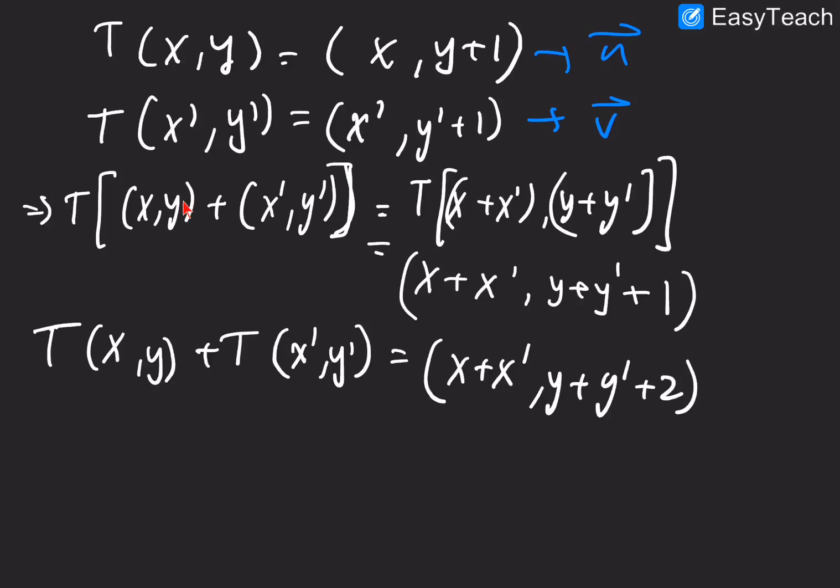So as you can see here, we added the two vectors inside this transformation, and we were able to get x plus x prime and then y plus y prime plus 1. And then when we added them separately, we got x plus x prime and y plus y prime plus 2. And because they're not equal, and they're not the same, that indicates that it's not linear. So that's a case when it's not linear.